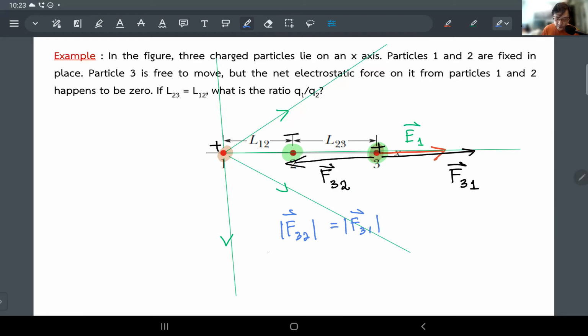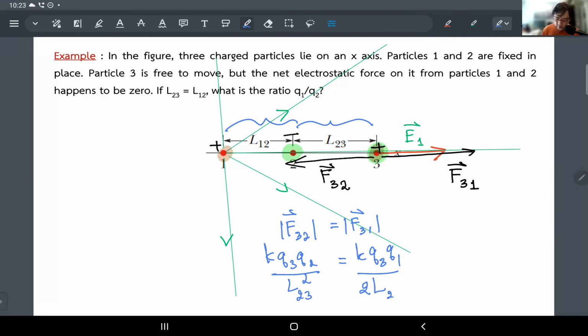Between 3 and 2, you use K, Q3, Q2 over the separation between the two, so it's going to be L23 squared. On the right is the force between 3 and 1, so it's going to be K, Q3, Q1 over L13. But L13 is twice as big because they said L12 and L23 are exactly the same. So the distance between charge number one and charge number three is twice L23, and then you take the square.